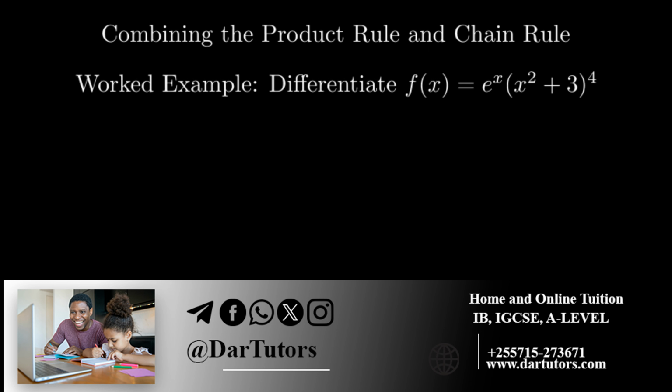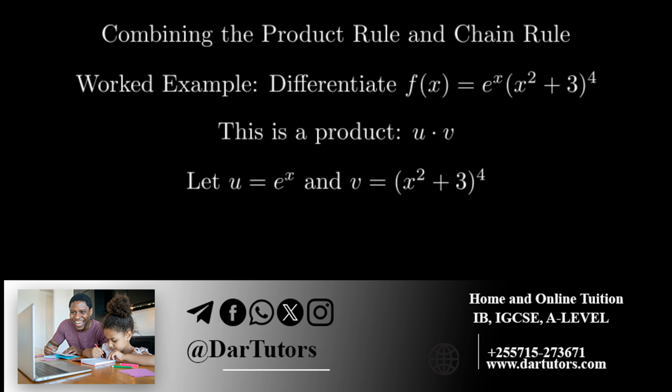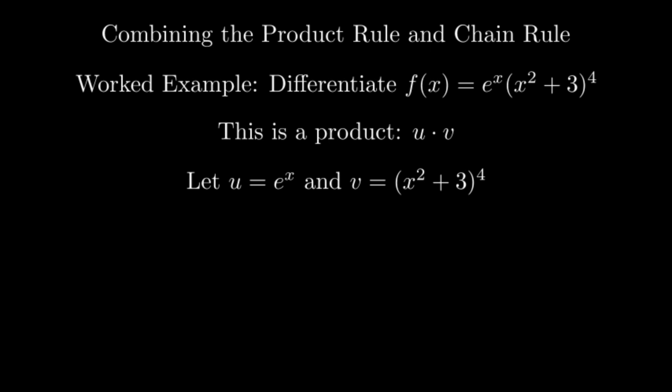Consider the function f of x equals e to the x times the quantity x squared plus 3, all to the power of 4. When you look at this function, the outermost structure is a product. It's one function, e to the x, multiplied by another function, x squared plus 3 to the fourth. So we start with the product rule. We'll define our two functions: let u equal e to the x, and let v equal x squared plus 3 to the fourth.